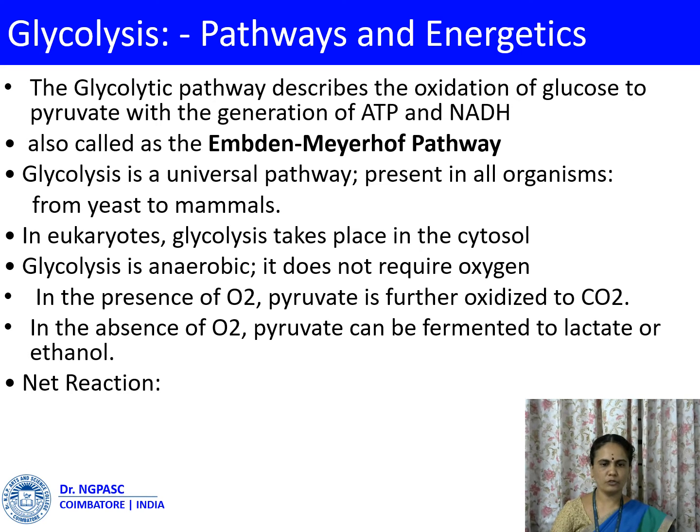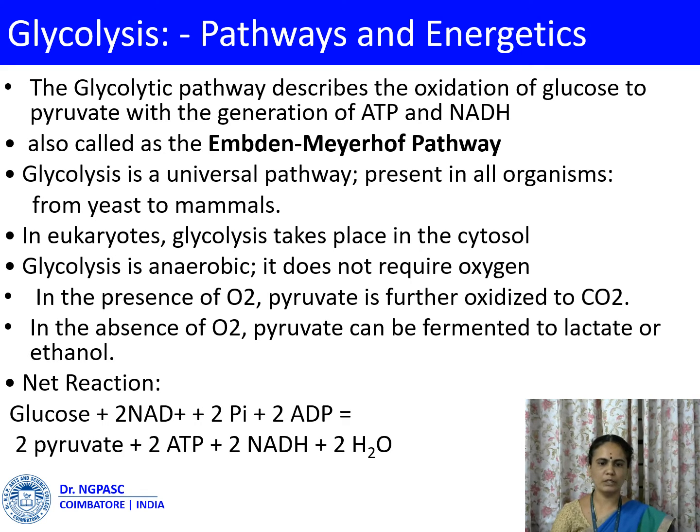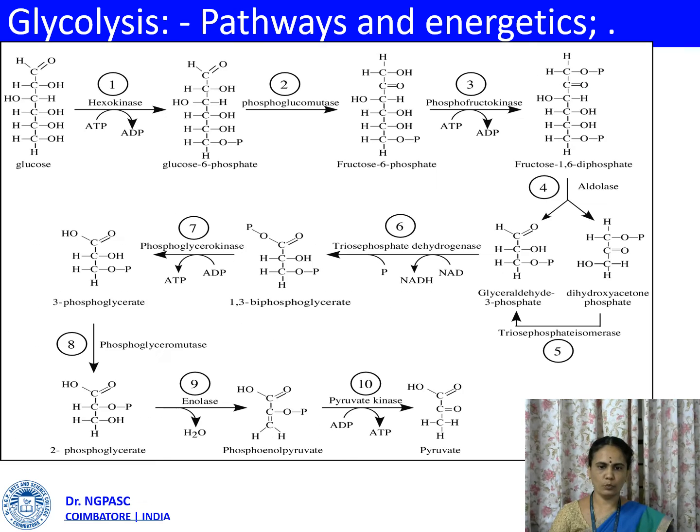The net reaction of glycolysis is: glucose along with the coenzyme NAD, ADP and two inorganic phosphates produces 2 pyruvate, 2 ATP, 2 NADH and 2 water molecules. This flow chart shows the overall glycolysis pathway. The pathway takes place in 10 steps of reaction.